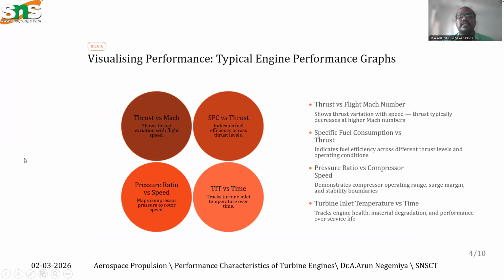Next, visualizing performance with typical engine graphs. They can be plotted in four different categories. The first one is thrust versus flight Mach number, where thrust increases as the Mach number increases. The next one is specific fuel consumption versus thrust, which varies based on the flight conditions.